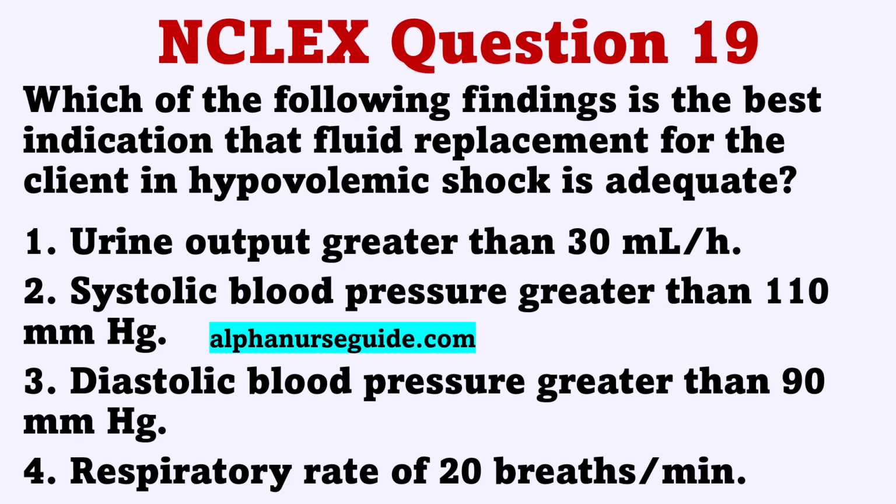The correct answer is 1. Urine output provides the most sensitive indication of client's response to therapy for hypovolemic shock. Urine output should be consistently greater than 30 milliliters per hour. Blood pressure is a more accurate reflection of the adequacy of vasoconstriction than of tissue perfusion. Respiratory rate is not a sensitive indicator of fluid balance in the client recovering from hypovolemic shock.